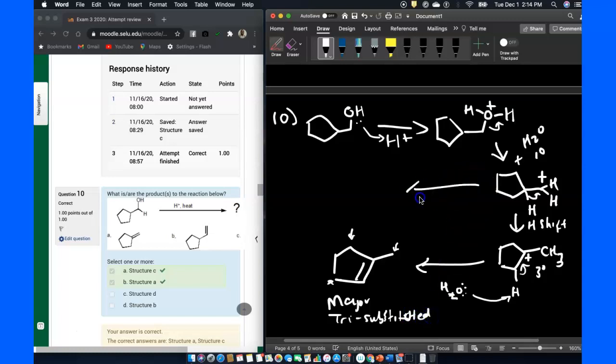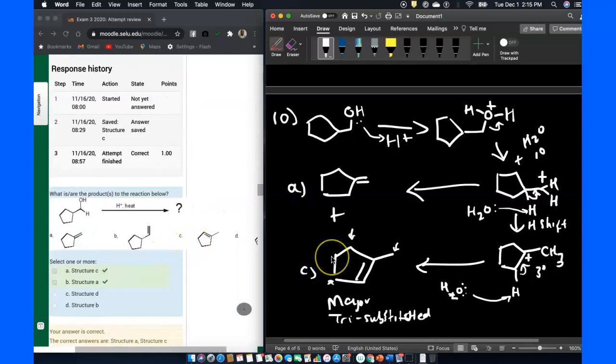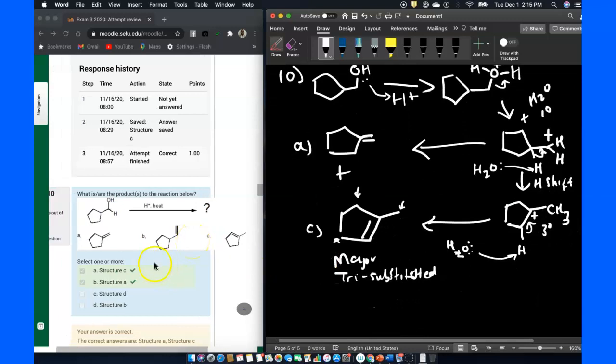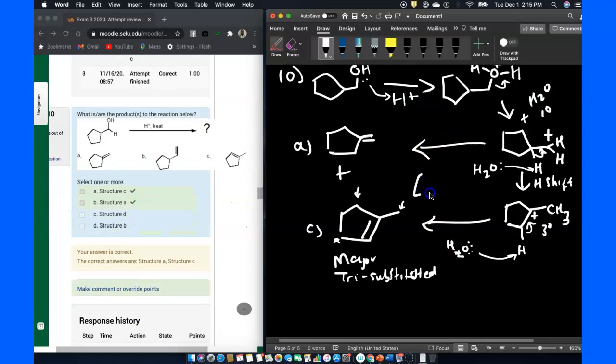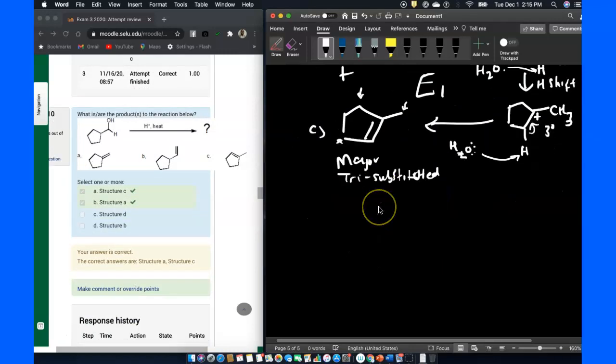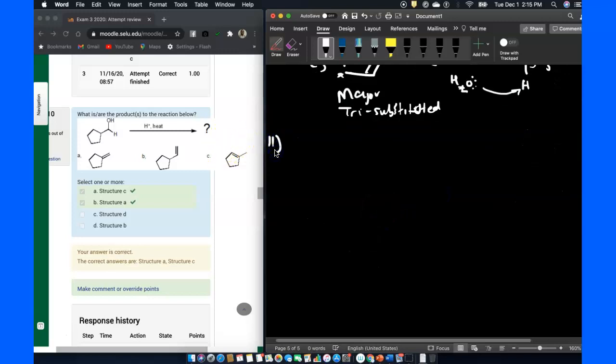Now, if this undergoes E1 without the shift, then you'll be using your water to take out this hydrogen. You make a double bond, and that's how you get this product. So you have these two options. This happens to be option A, structure A, and this happens to be structure C. You can see it right there. So the answers I was looking for are A and C. Those were correct, structure A and C by E1. So this is unimolecular elimination. So let's go to question 11.